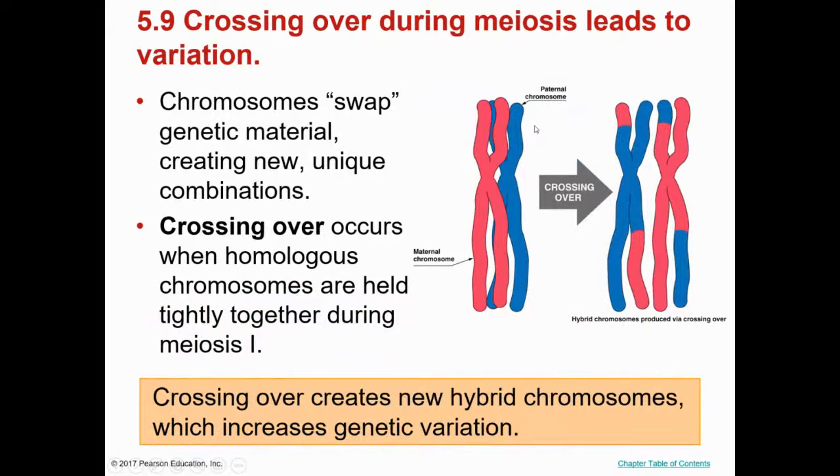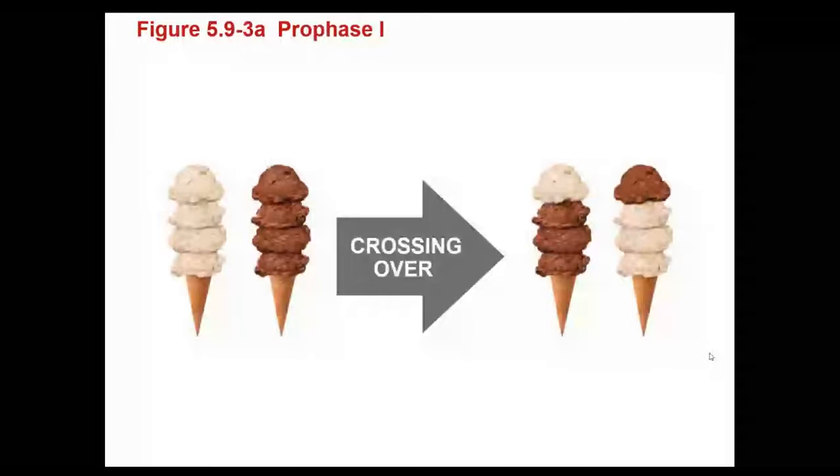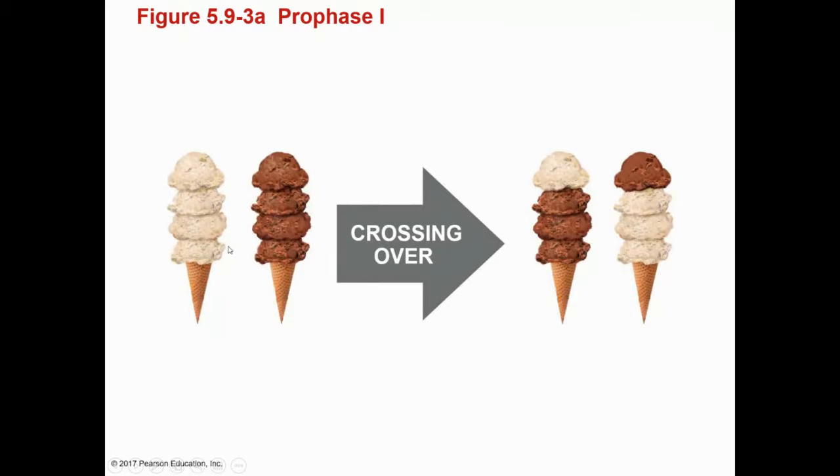And then crossing over means that those homologous chromosomes are so close together during meiosis 1 that they can physically exchange parts. And I like the color coding here. It gives us a good visual of what that means. And now we have new chromosomes that have completely different combinations of information compared to the parents. A good example here would be if you had one entirely vanilla ice cream cone, one entirely chocolate ice cream cone, and then you switched the top scoops, and now you have a new variation of that ice cream cone.